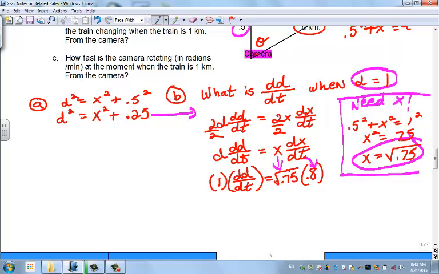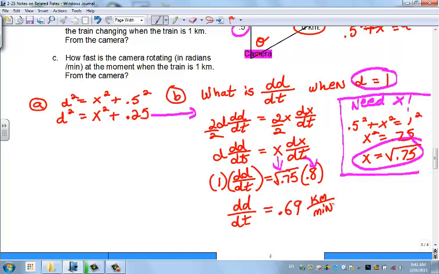So we get dd/dt. When you need to round here, just round to the nearest hundredth, kids. So I'm going to round, and I get 0.69 kilometers is our unit of distance, and then minutes is our unit of time. So it's kilometers per minute.